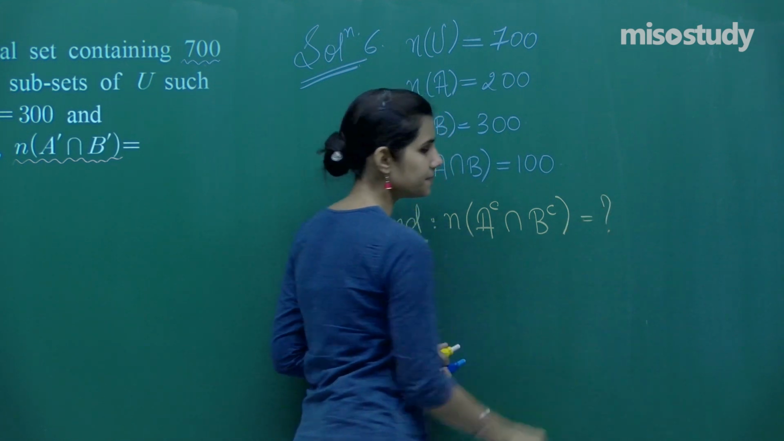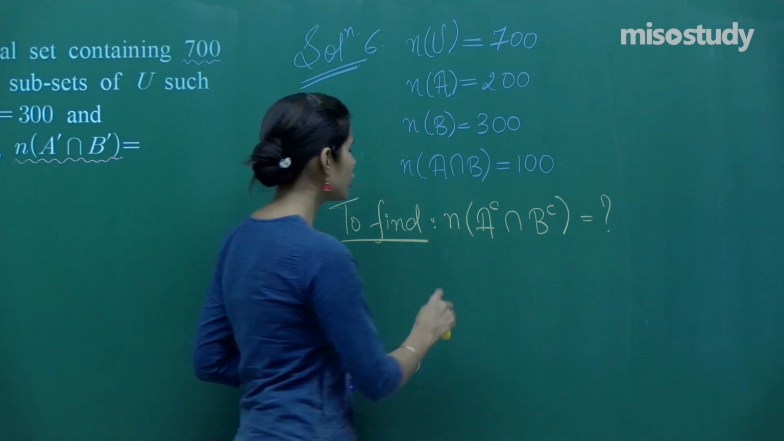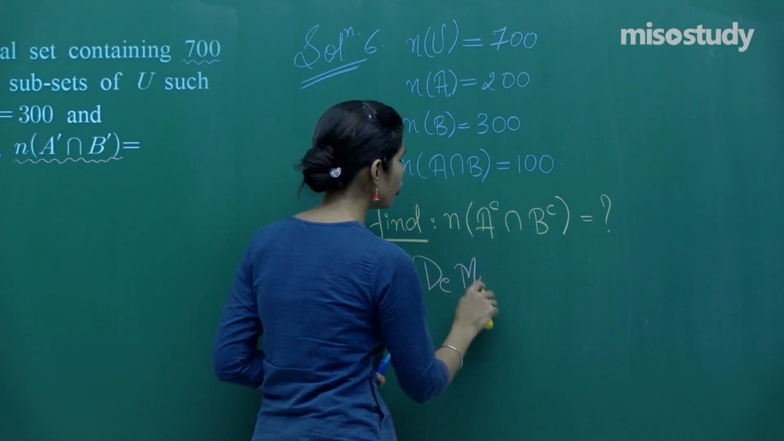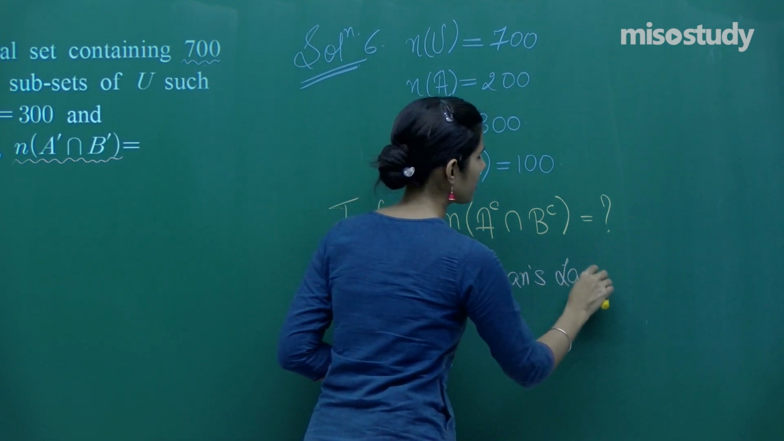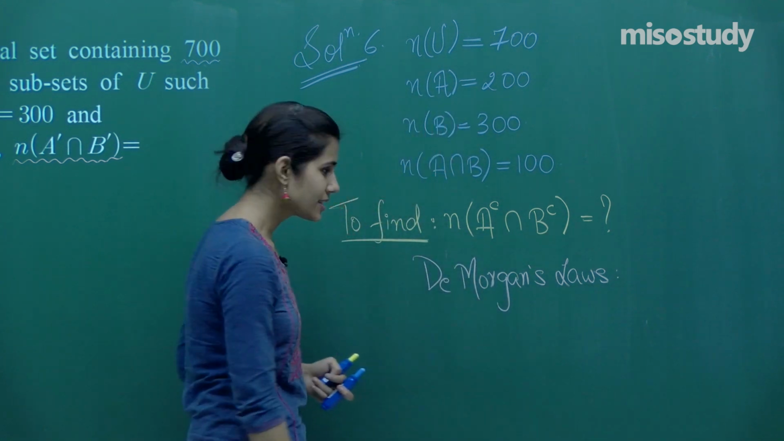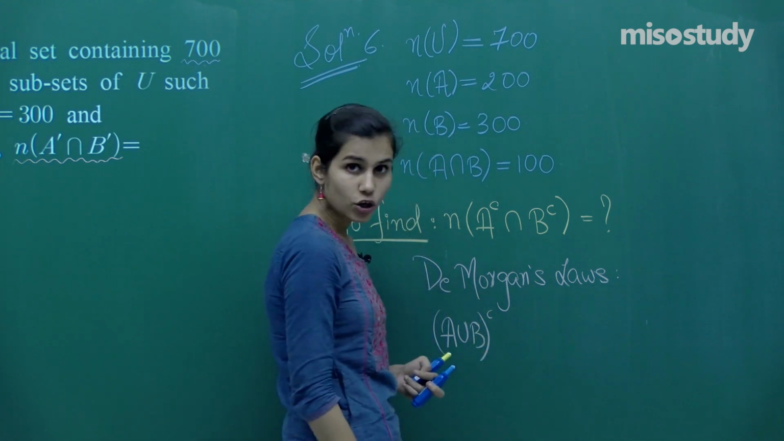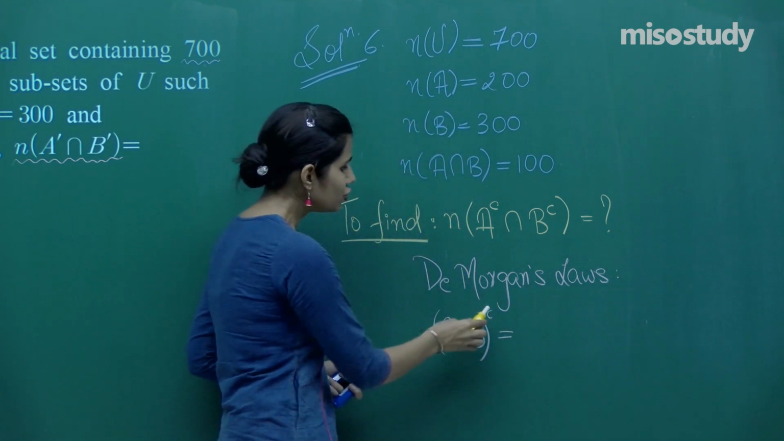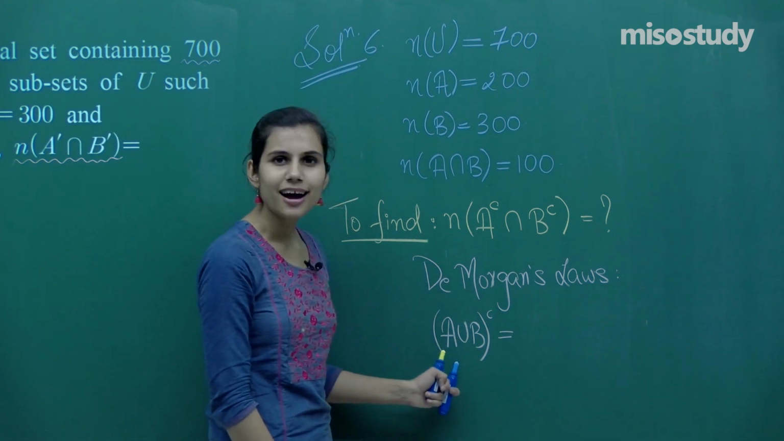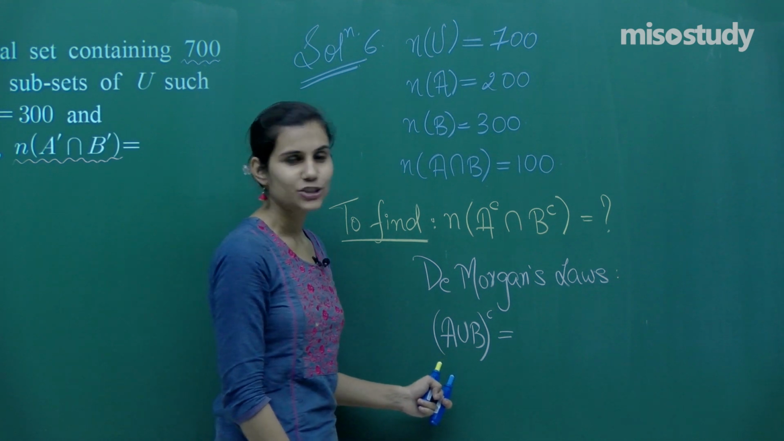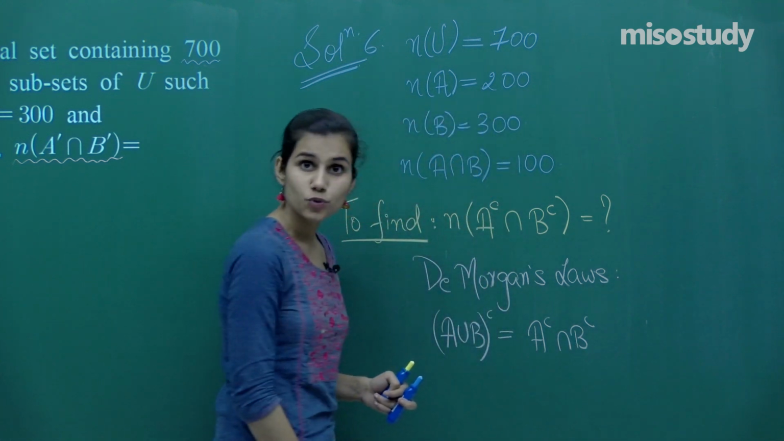What is this number? You all know by the very De Morgan's laws. What were the De Morgan's laws? The De Morgan's law said that A union B whole complement is equal to, just take the complement inside individually to A and B and change the sign of union to intersection. This was the first law.